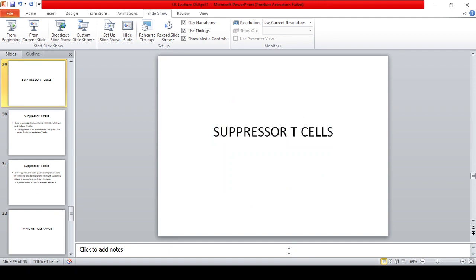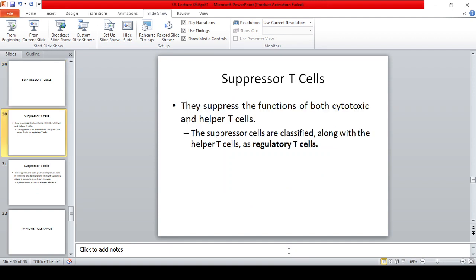Suppressor T cells. Suppressor T cells suppress the functions of both cytotoxic and helper T cells. The suppressor cells are classified along with the helper T cells as the regulatory T cells. So remember, when the regulatory T cells are mentioned, it means the suppressor as well as the helper T cells.